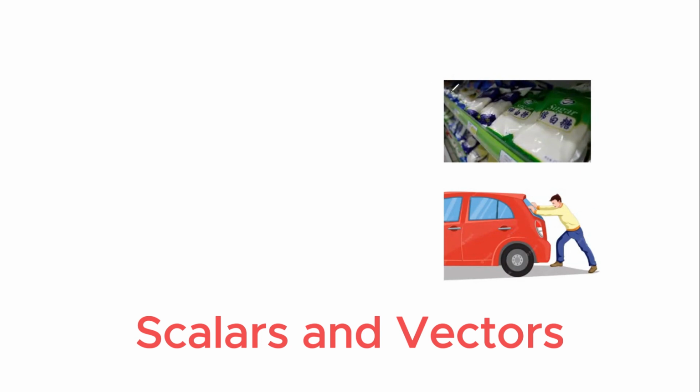So we can say that the sugar you are going to buy is a scalar quantity, right? And the force which you are applying on something is a vector quantity because it requires both magnitude and direction. So how can we define them?